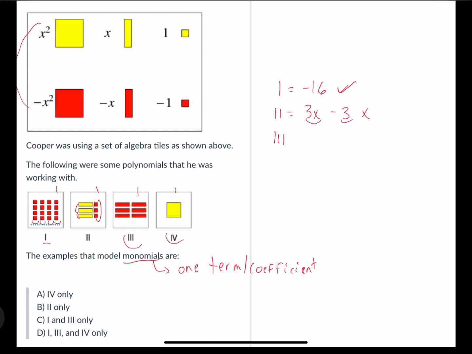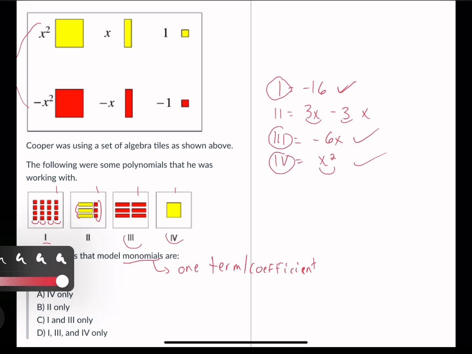If we look at number 3, I have now a series of 6 x valued rectangles. Each of them are -x. So you can add them all up since they're like terms. That's going to be -6x. And this as well is a monomial because it's one giant term. And then if we look at the fourth box here, we have just x squared. And this is also a monomial. It's one term. So it's the set in 1, 3, and 4. These are all monomials. And so we would have to go with the bottom option D over here.